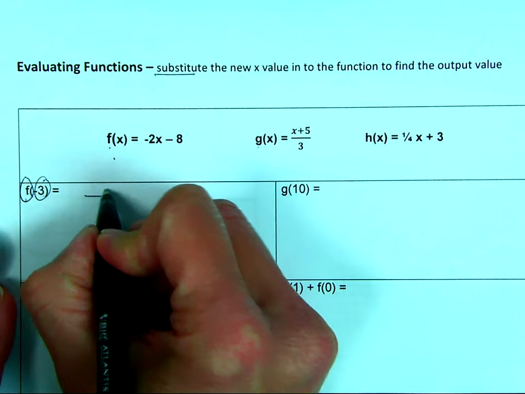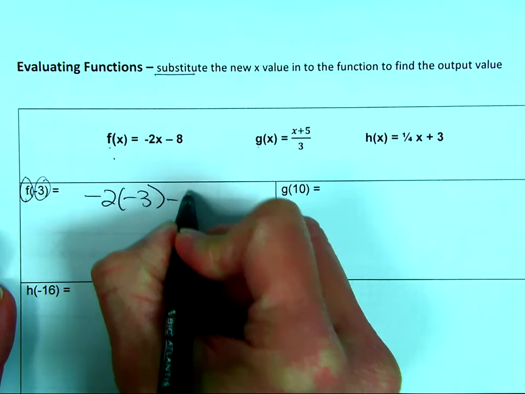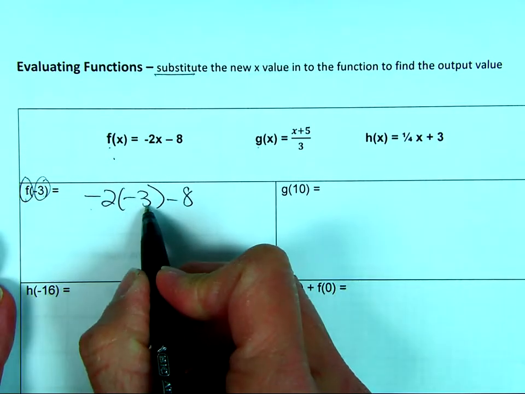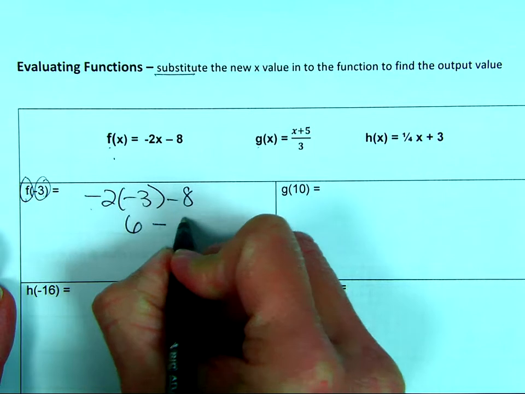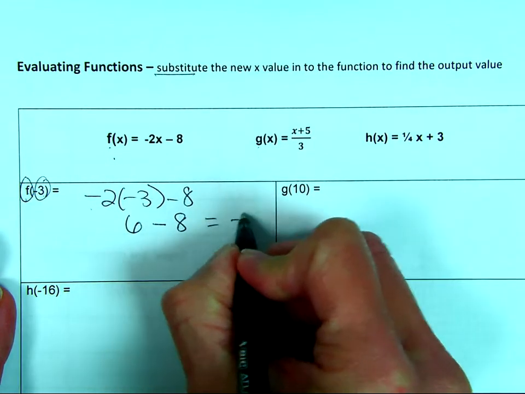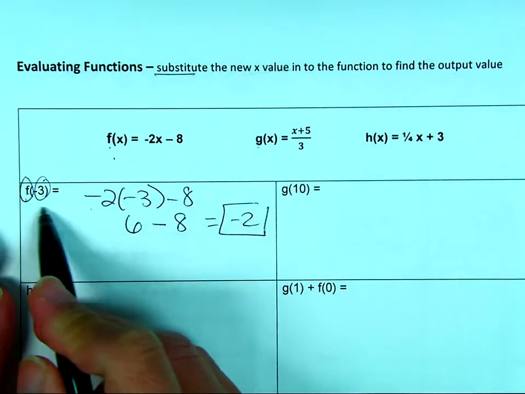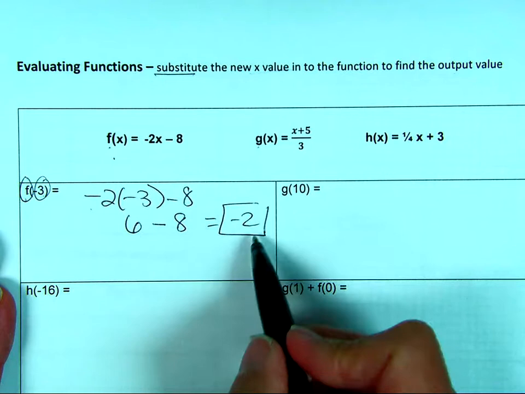So I go over and I say, okay, I'll put -3 in and tell you what you get out. So -2 times -3 is 6. Then we have to subtract the 8, and we get a -2. So there we go. f of -3 equals -2.